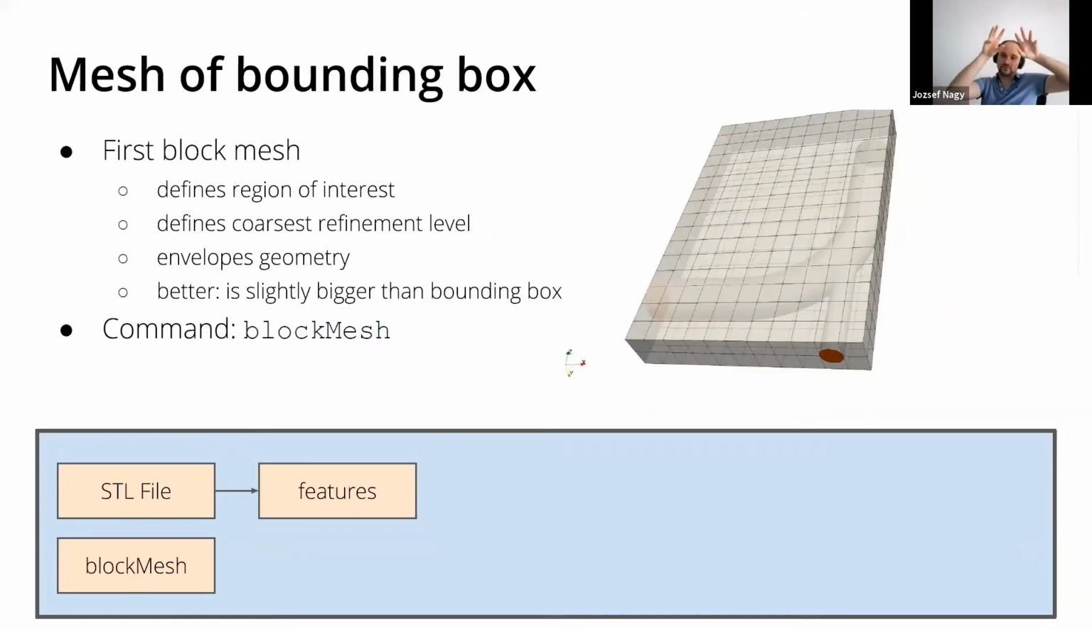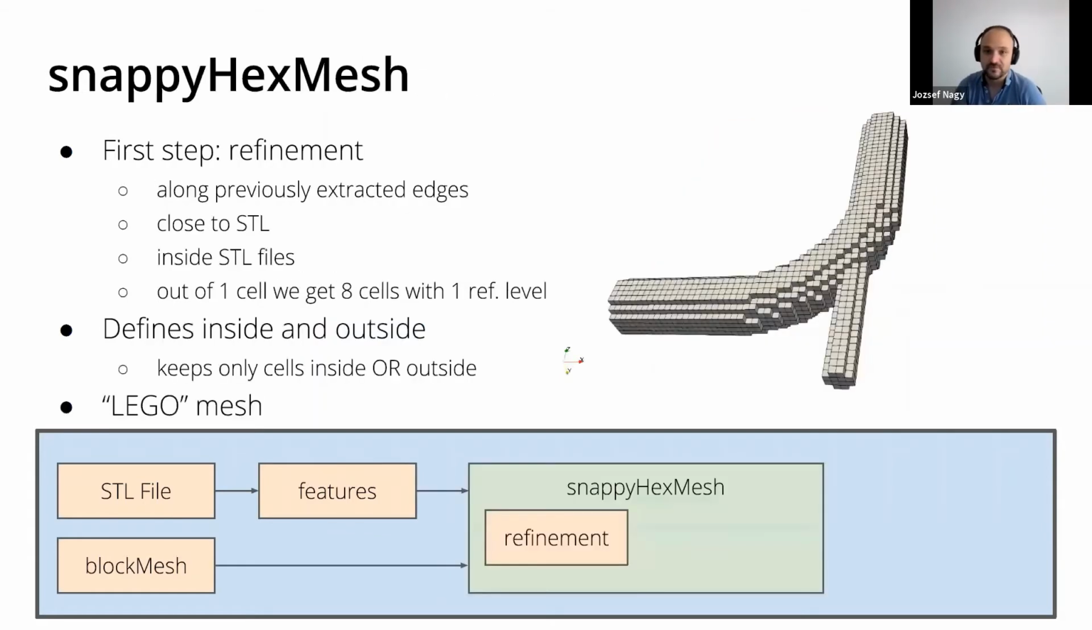And so you create these features. So you have the input of the STL files, you have the input of the edges, which we call features, and then we have a third input, which is called blockMesh. This is really a bounding box, a starting mesh, a block that is set up by a rather coarse mesh, as you can see here. Then snappyHexMesh loads in the geometry as well as this initial mesh, and then it refines the initial mesh around our geometry.